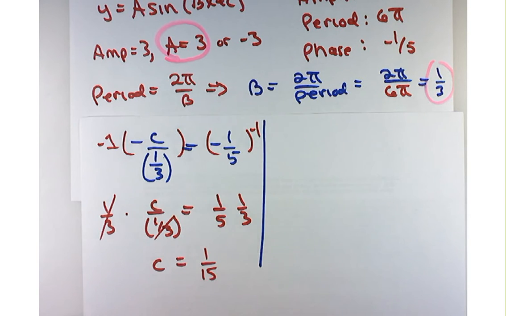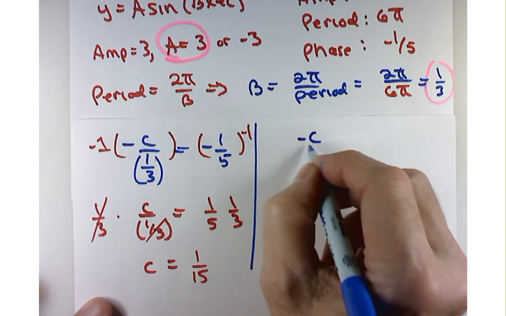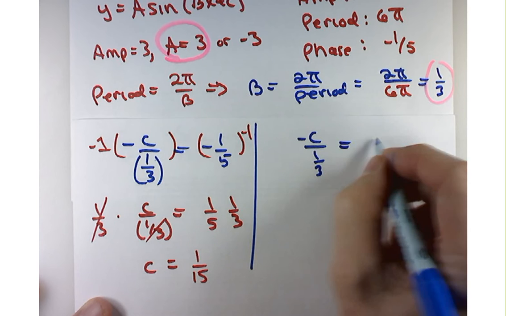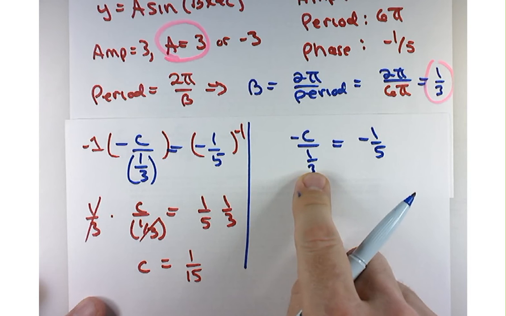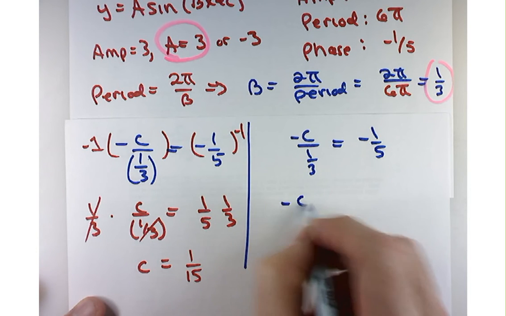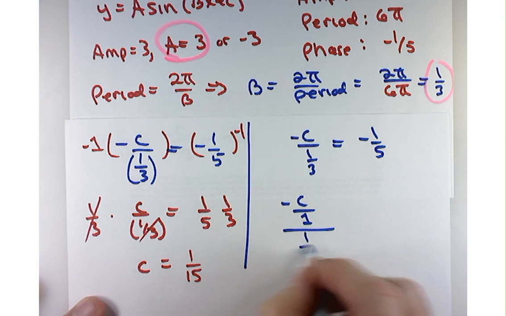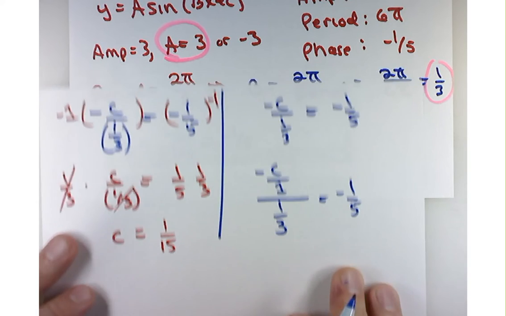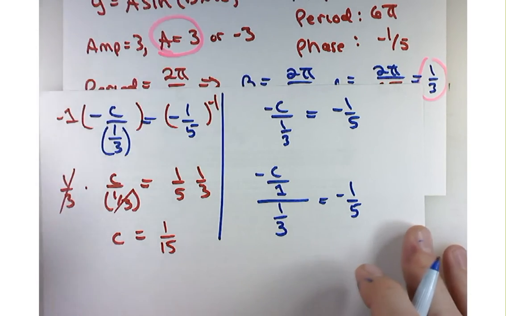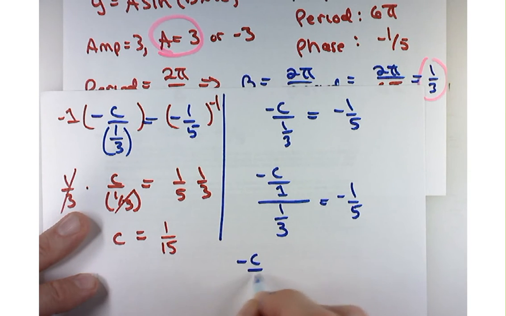Let's take a look at it another way, just in case that one didn't work for you. So we can do -C over 1/3 equals -1/5. Let me just take care of this part right away. I'm going to write this as -C over 1 divided by 1/3. The reason I do that is because of what we did before. When you divide by a fraction, you invert and multiply. So that's -C over 1 times 3 over 1.